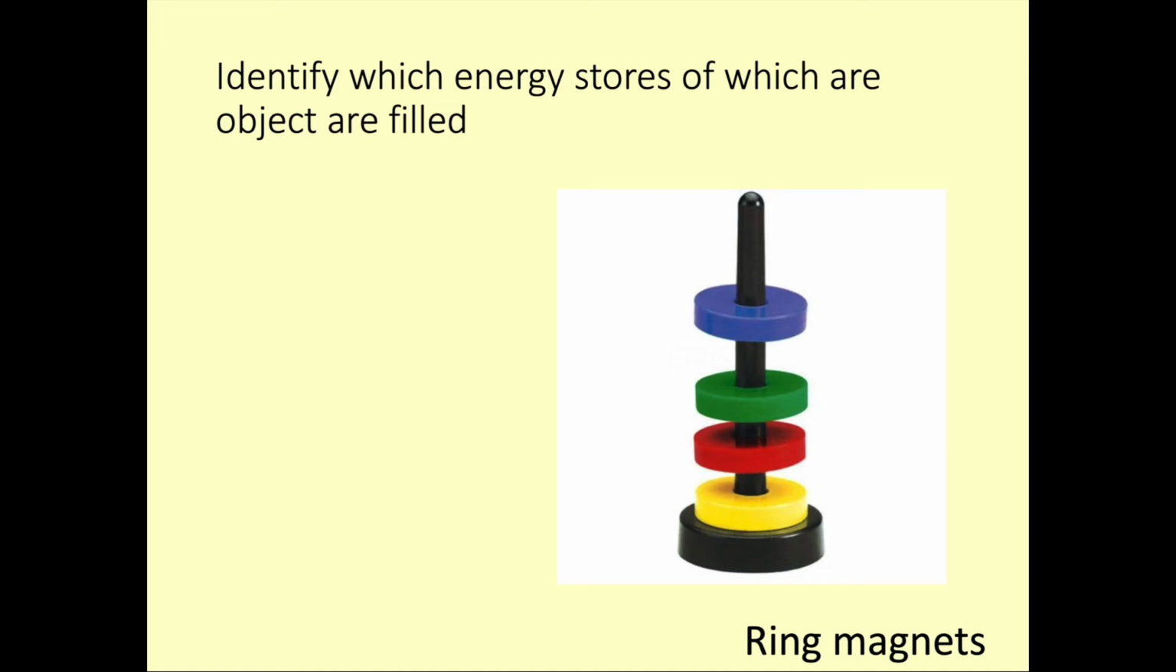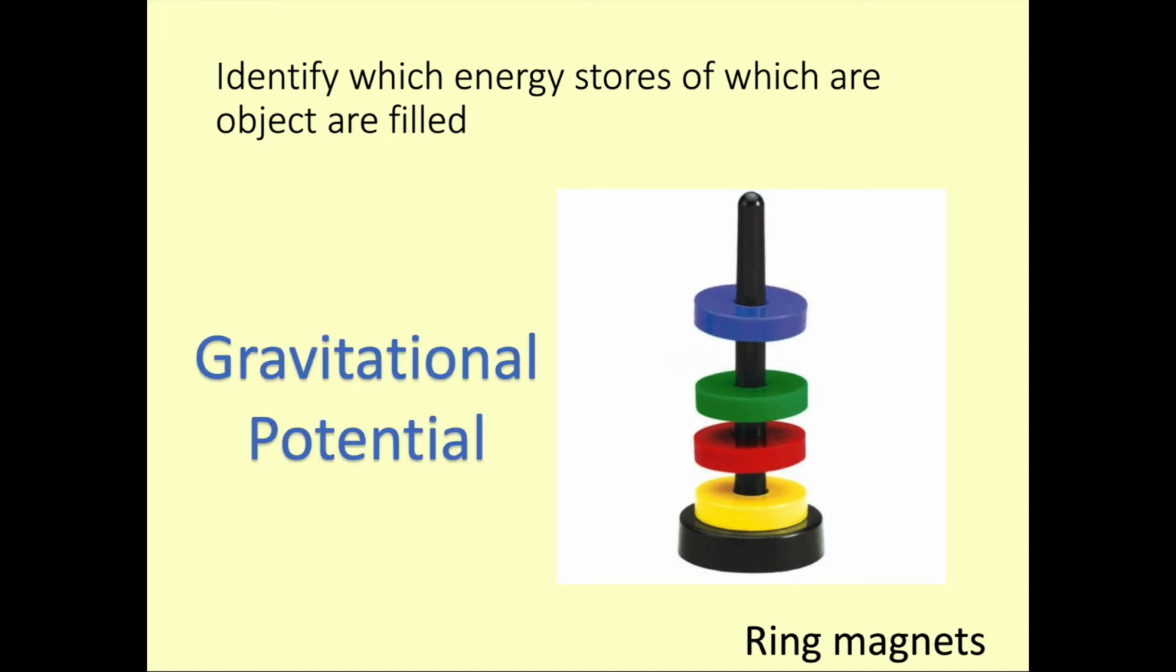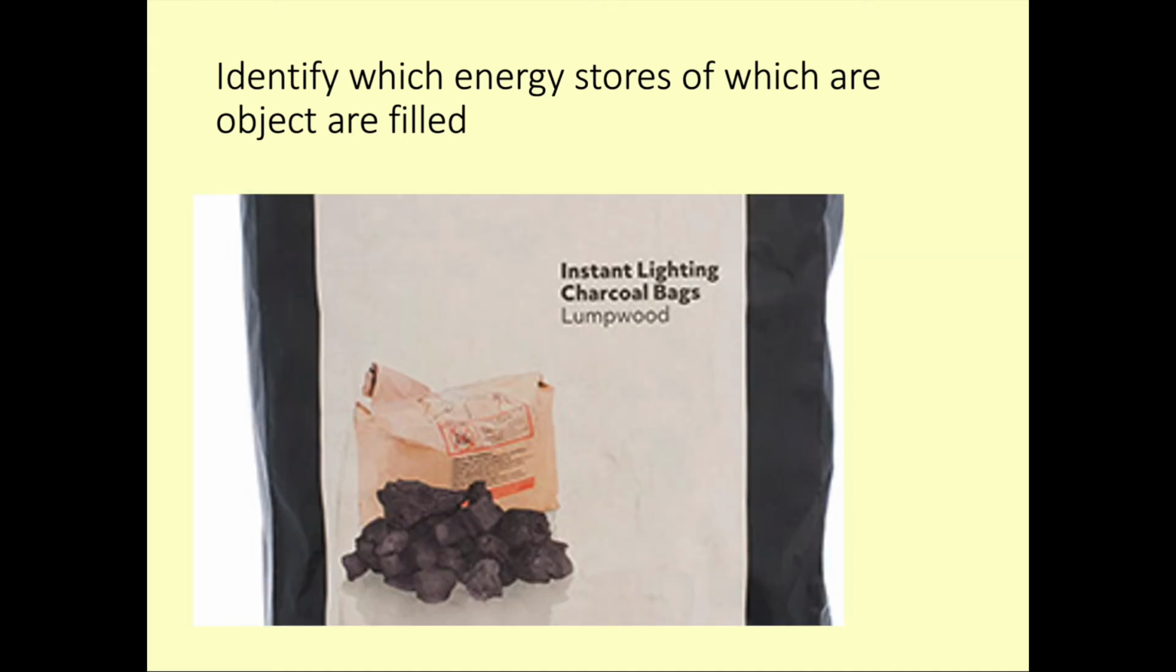Next one, again, pause the video so you can have time to think. So there are actually two going on here. One you'll probably have guessed straight away because I've told you what it is. So ring magnets, we've got some magnetic potential going on there, but also because some of them are above ground, we also have gravitational potential that's being filled. Next one, again, pause the video so you have time to think.